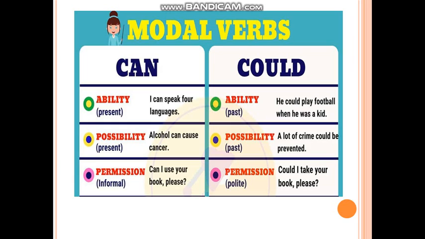For example, if you are taking an informal permission, you can say, "Can I use your book please?" And when you have to take permission formally, then we use could. Like, "Could I take your book please?" So these are 3 most common situations in which we use can and could modal verbs.